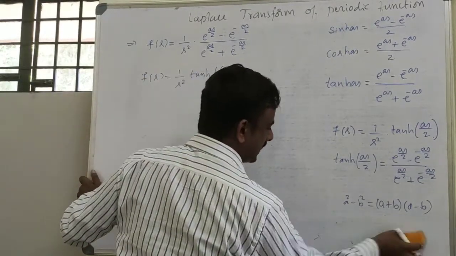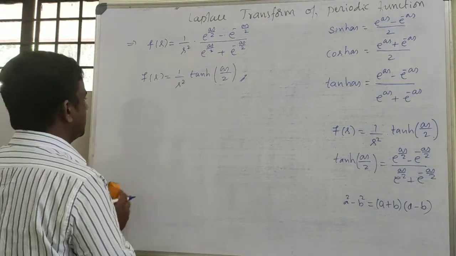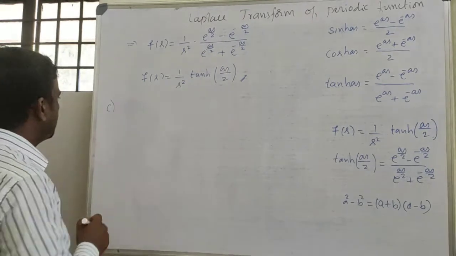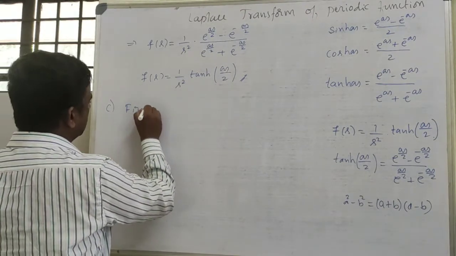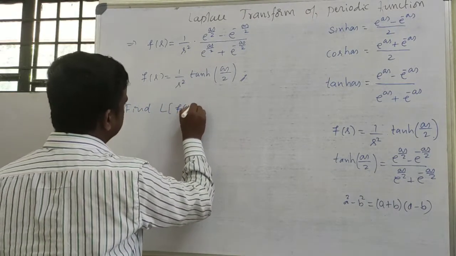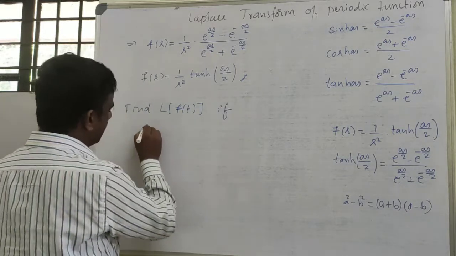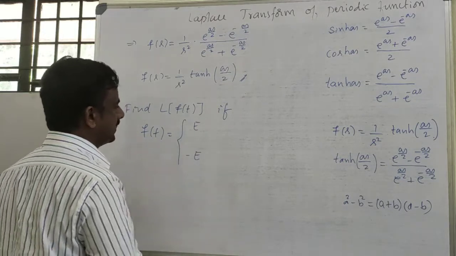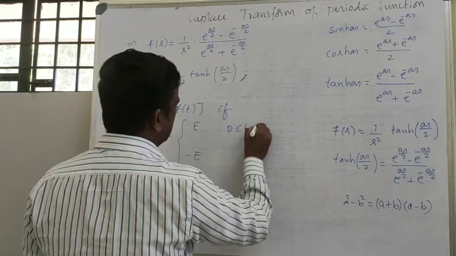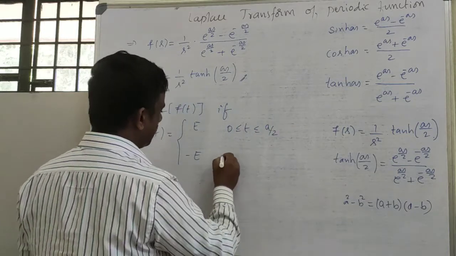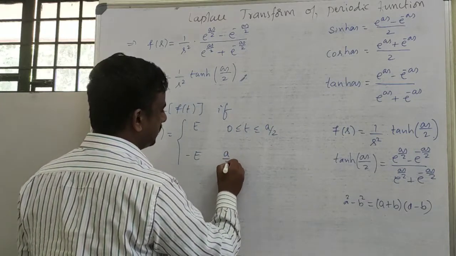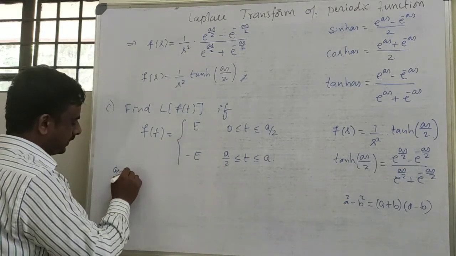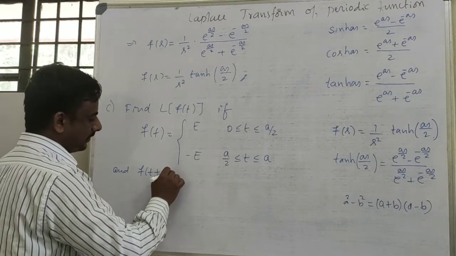There is a problem that is exactly similar to this, problem 3. This I have to try later. Find L of f of t if f of t equal to e if 0 less than or equal to t less than or equal to a by 2, and minus e if a by 2 less than or equal to t less than or equal to a, and f of t plus a equal to f of t.